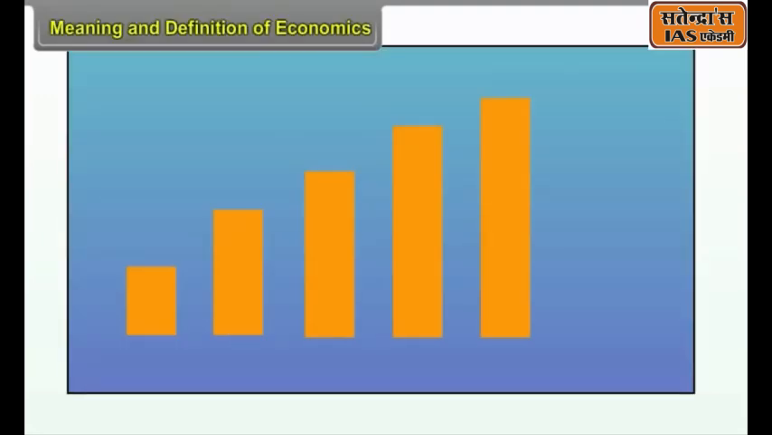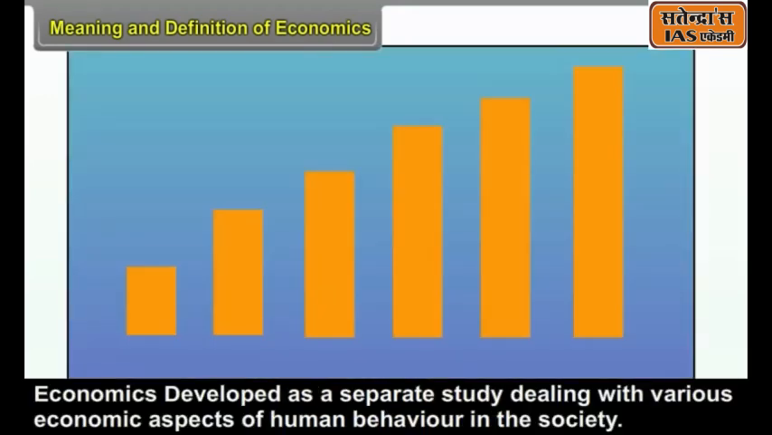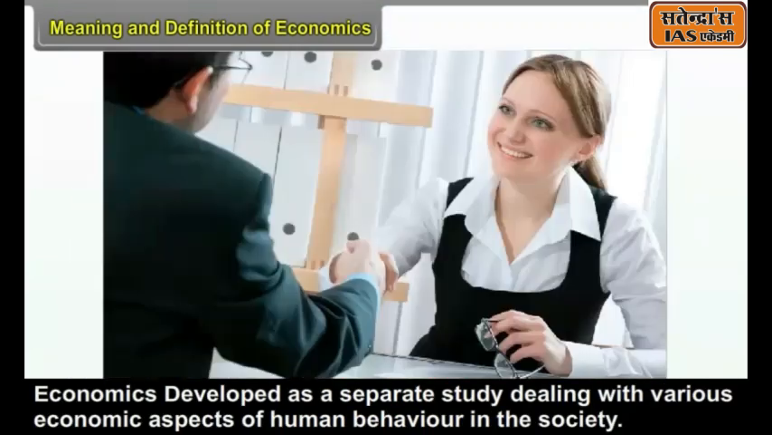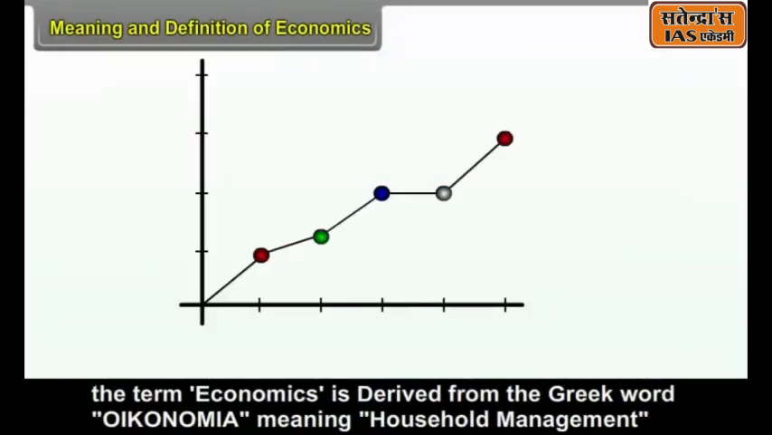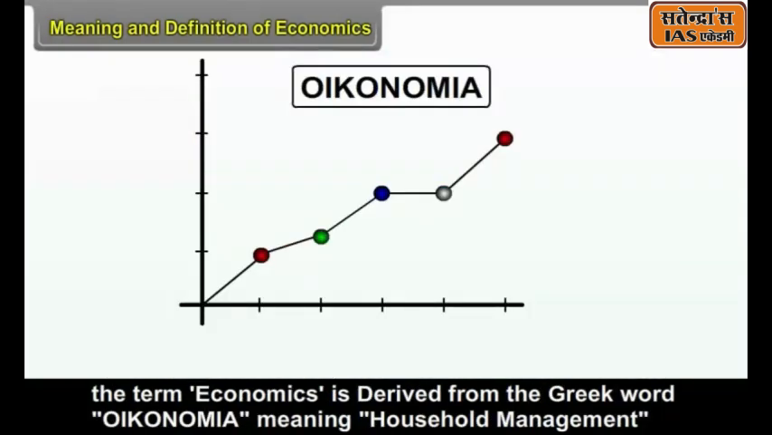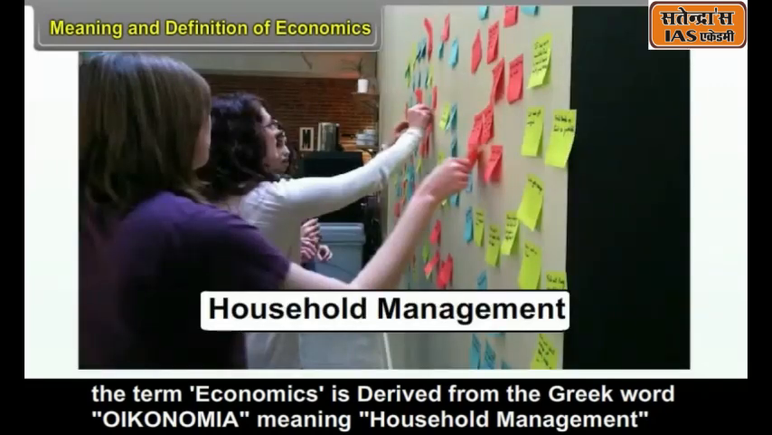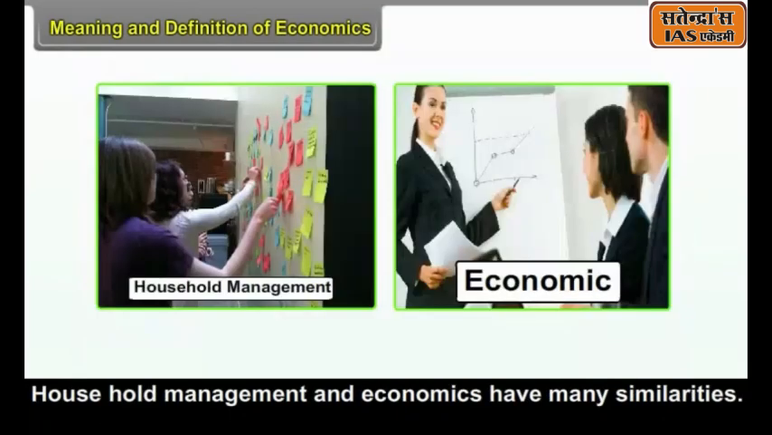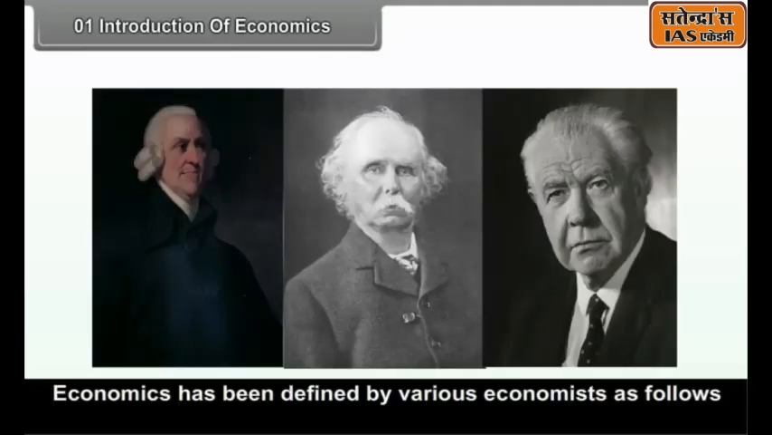1.2 Meaning and Definition of Economics. Meaning. Economics developed as a separate study dealing with various economic aspects of human behavior in the society. The term economics is derived from the Greek word oikonomia, meaning household management. Household management and economics have many similarities. Definitions. Economics has been defined by various economists as follows.